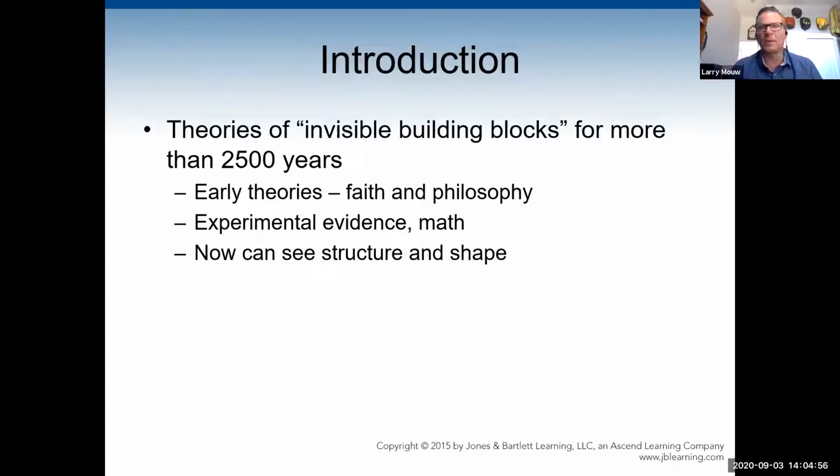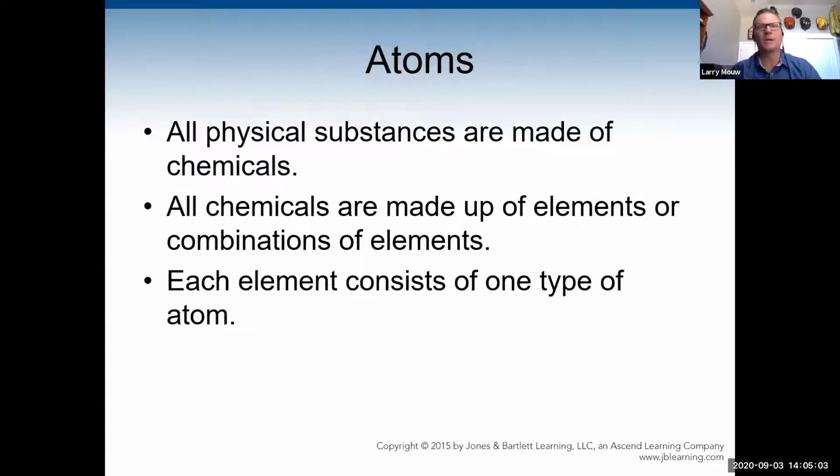And so that's what we're going to break down: we're going to break things down to the most simple things, dealing with atoms, elements, and that type of stuff. So an atom: all physical substances are made of chemicals. All chemicals are made of elements or combinations of elements. And each element consists of one type of atom. So an atom is pretty much the most basic structure that everything else in the world is made out of.